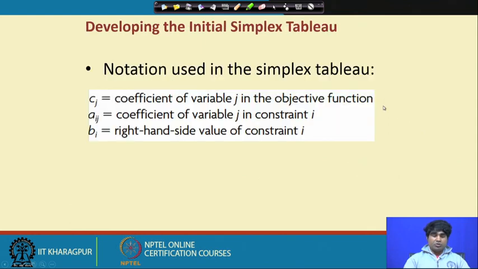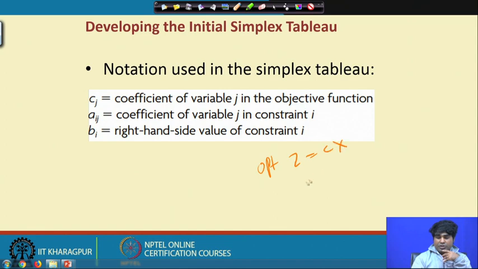Now, some of the notation we would like to know, then accordingly we can look for the solution. Typically in any linear programming problem, we would like to optimize z equal to cx, subject to Ax less than equal to or greater than equal to b, x greater than equal to 0, where A is nothing but the aij coefficients.